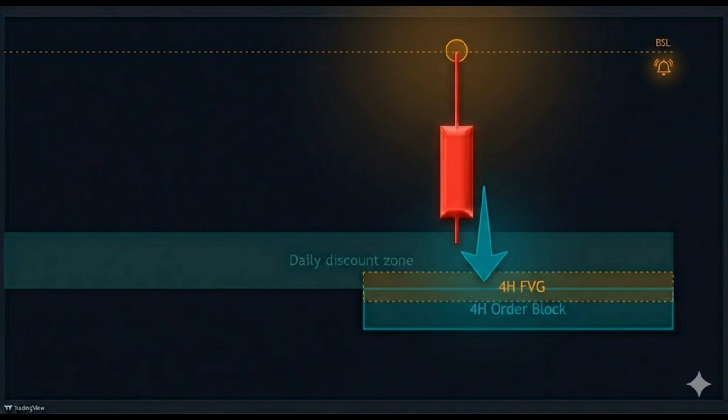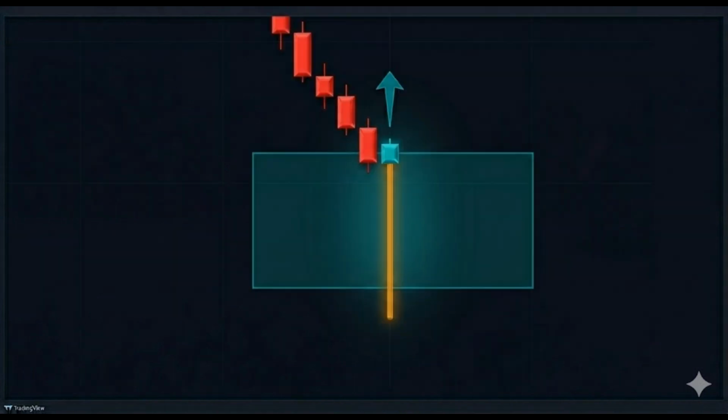I am now moving to the 15-minute chart. The sweep activates the setup. I am not in a trade yet. I am ready to look for confirmation. Step 6. 15-minute chart. Waiting for the confirmation candle.